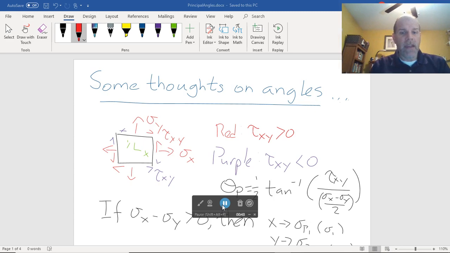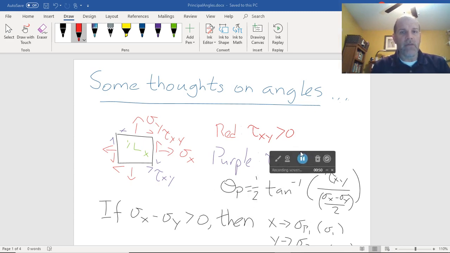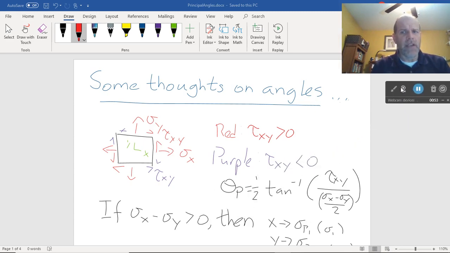The second thing is we make this little assumption, right? And there's this assertion that I see all the time that says, oh, well, if sigma x minus sigma y is bigger than 0, then the x direction points to the bigger principal stress and all this stuff. And you never really see a satisfying proof of that. I'd much rather have a slightly more satisfying proof that, hey, this is why this works.